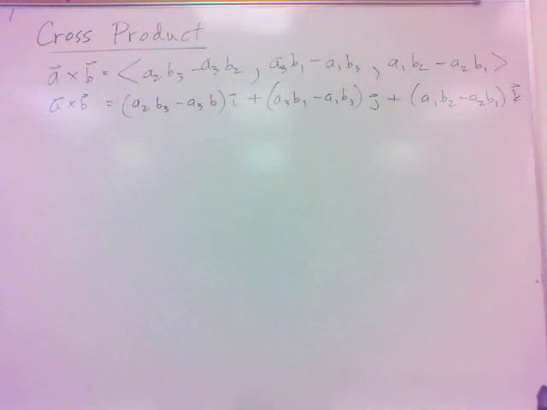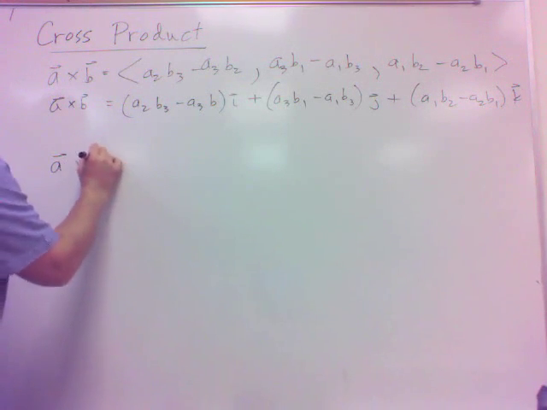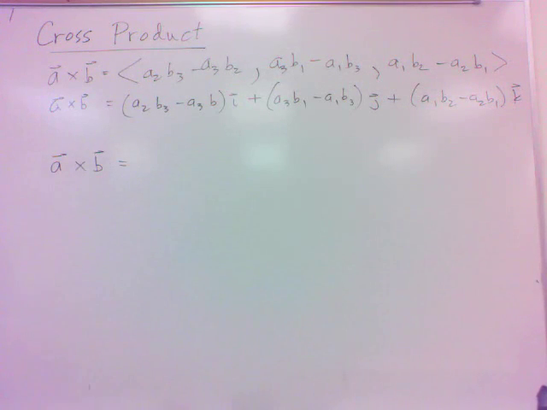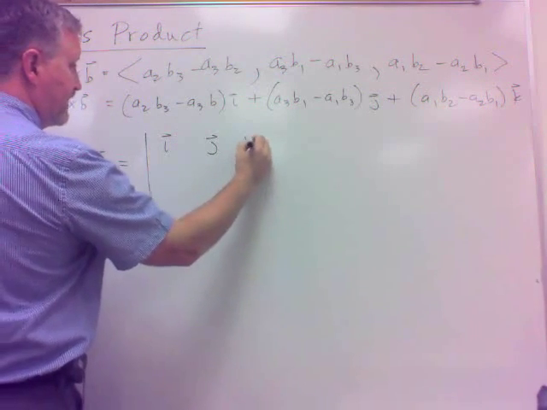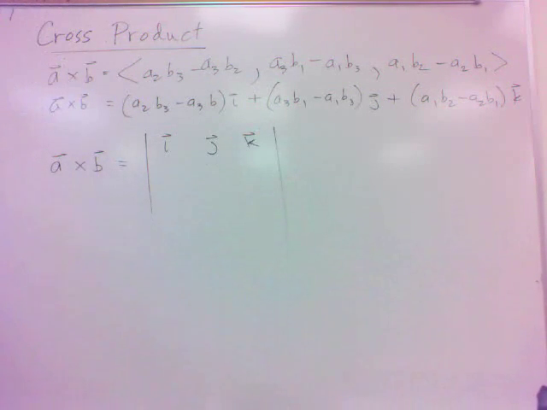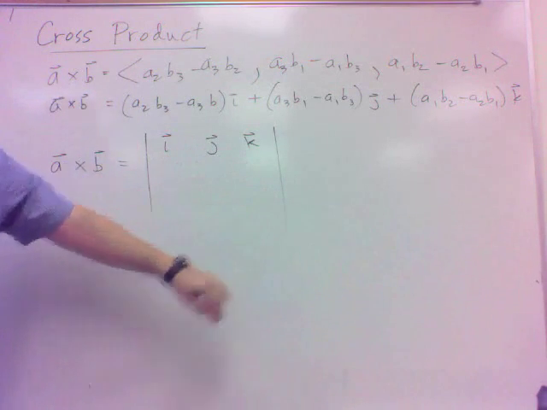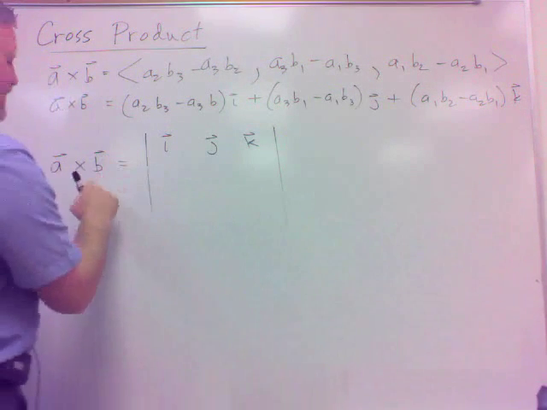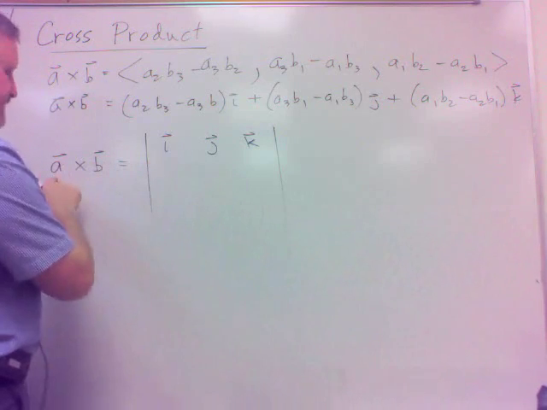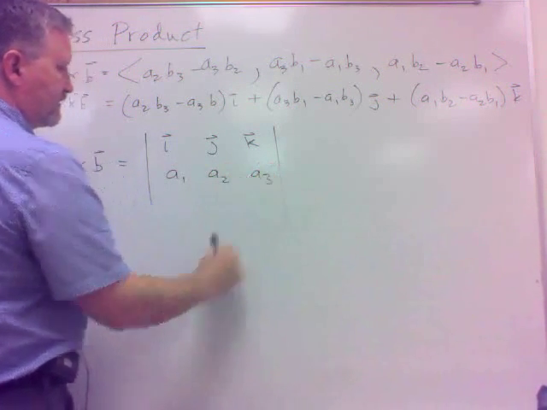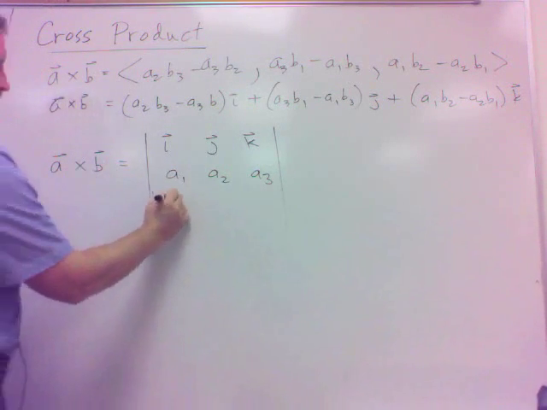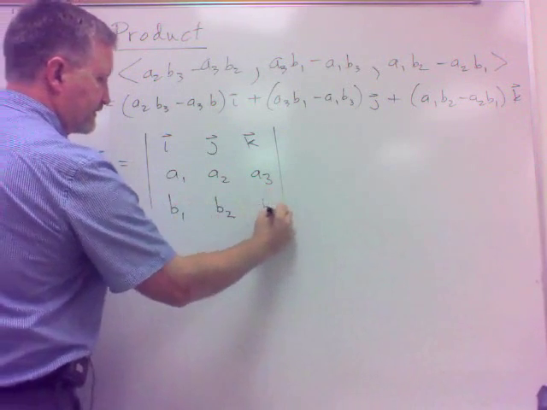Well, here's the way that we can remember this very easily. Take the A cross product with B and think of it as a 3 by 3 determinant matrix. The top row is going to be I, J, and K vectors. So it's a little different than a normal determinant because those are the unit vectors. But we'll see how it works. And then the second line is the components of A vector, A1, A2, A3. And then B is the components of B vector.